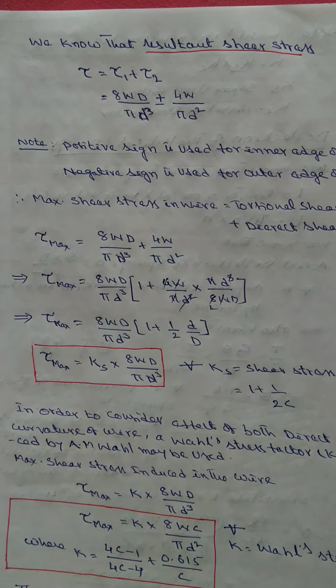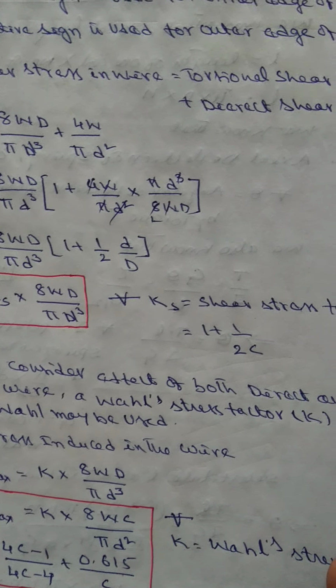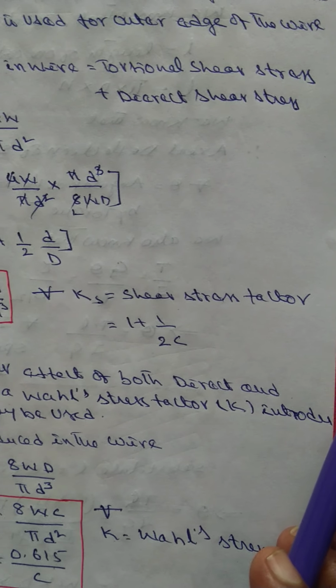Note here that the positive sign is used for the inner edge side, and the negative sign we use for the outer edge of the wire. Inner edge of the wire we take positive; outer edge of the wire we take negative. Now the maximum shear stress is the torsional shear stress plus the direct shear stress, tau 1 plus tau 2. Adding both formulas, finally we get tau max is equal to Ks into 8WD by pi d cube, where Ks is the shear stress factor, that is equal to 1 plus 1 by 2C.